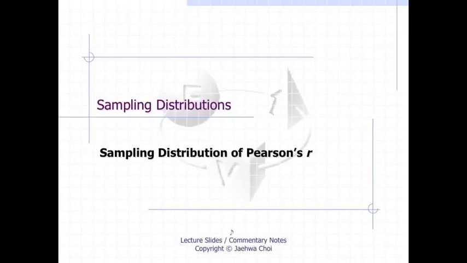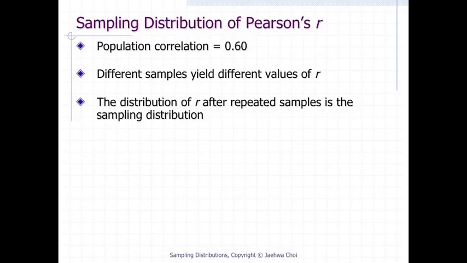Sampling distribution of Pearson's R. Like all statistics, Pearson's R has a sampling distribution. Different samples will result in different values of Pearson's R.